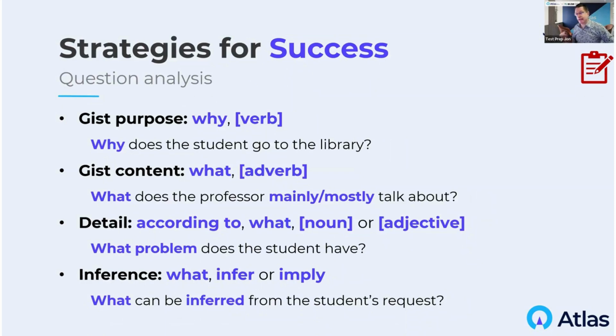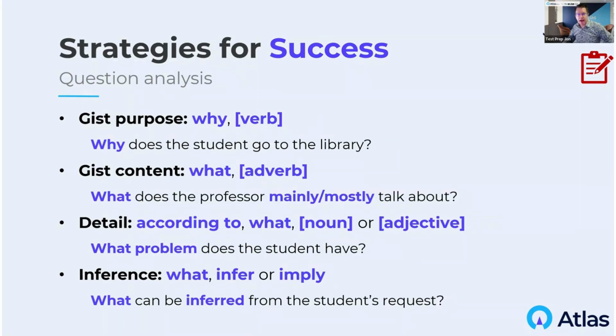Detailed questions can start in a couple of ways. Very often they start with according to. According to is great. As soon as you see according to, you know it's only a detailed question. No other question will start like that. According to the professor, and then you get some information. Or you might just get the word what. What problem does the student have? If you get according to, it's going to be according to the professor or according to the student or according to the staff member, the librarian, the cashier, or someone else. So for detailed questions, look for according to or what plus a noun or an adjective.